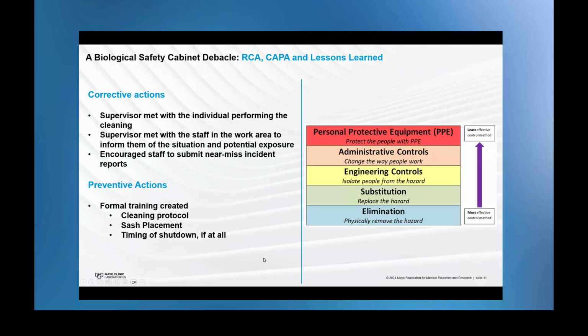So when we look at the hierarchy of controls in this case, again, we can't remove the hazard. We're working with viral particles, can't replace it. The biological safety cabinet itself is the engineering control, but what was really needed here was improved administrative controls. And what I mean by that is changing the way the work was done by updating the procedure, making it part of annual competency, and so on.